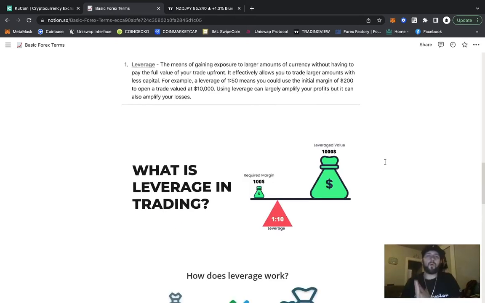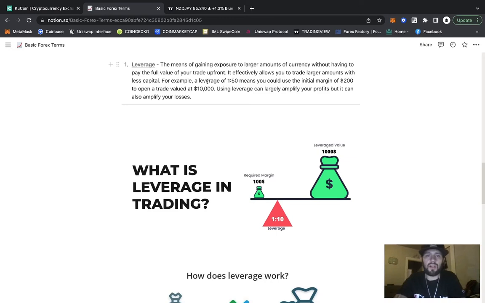All right, now we're going to get into leverage. And leverage is where a lot of people get lost. I've said this in previous videos. But to get started with leverage, I'm just going to cover this right here. The means of gaining exposure to larger amounts of currency without having to pay the full value of your trade up front. So kind of like taking a loan. It effectively allows you to trade larger amounts with less capital.